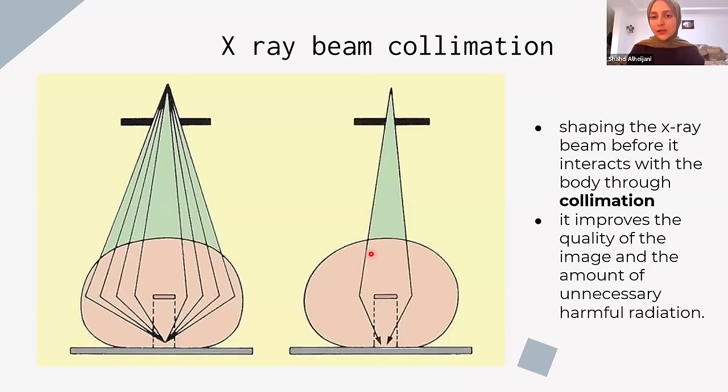Why do we want to decrease the scatter? What's the problem with scatter? Now, scatter, we said, will not produce any useful image. It won't contribute to the image, plus it will harm the body. So it's basically just radiation coming into the body, jumping around, harming the body without actually forming an image. So you'll try to minimize this amount of energy and focus only on the photoelectric effect to get the benefits.